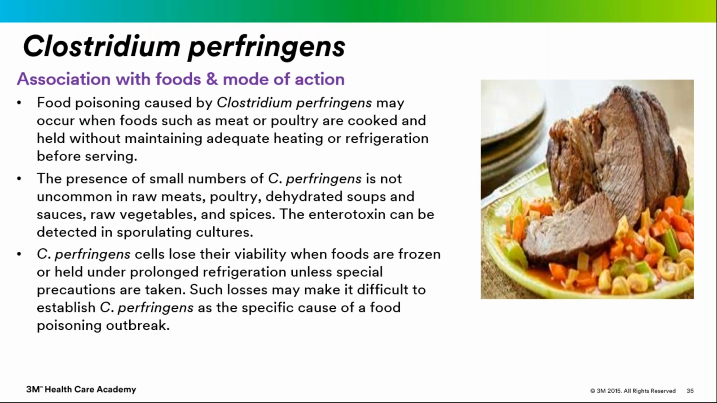Food poisoning caused by Clostridium perfringens may occur when foods such as meat or poultry are cooked and held without maintaining adequate heating or refrigeration before serving. The presence of small numbers of Clostridium perfringens is not uncommon in raw meats, poultry, dehydrated soups and sauces, raw vegetables and spices. The enterotoxin can be detected in sporulating cultures.